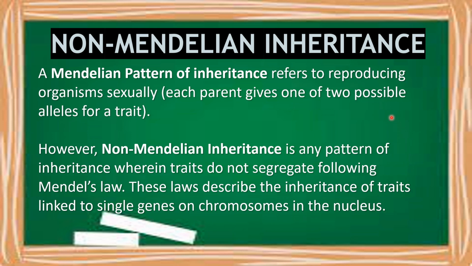So, simple lang, ang Mendelian pattern of inheritance, naa siya ginasunod na law. While ang non-Mendelian inheritance is any pattern of inheritance wherein ang traits sa isa ka organism wala nagasunod sa law na na-discover ni Gregor Mendel. The three Mendel laws include the law of dominance and uniformity, the law of segregation, and the third is the law of independent assortment.